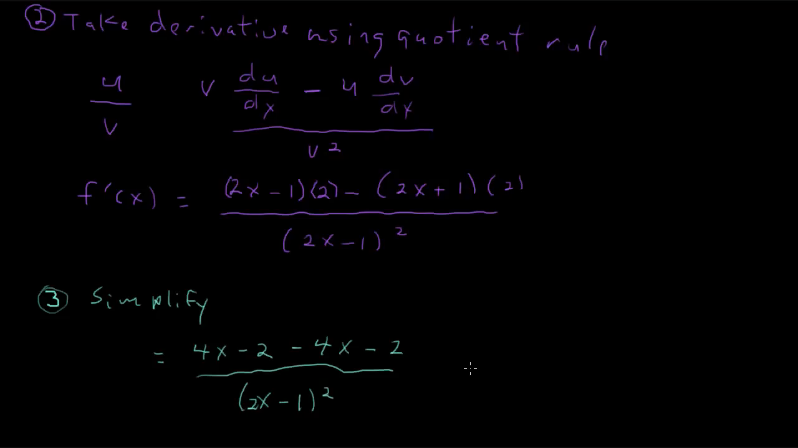And what does this simplify down to? Well, we see we have 4x, and then there's a subtract 4x, so they cancel out. And we have a minus 2, and then subtract 2, that's minus 4 over our denominator, which is 2x minus 1 squared. And we've come up with the answer to this quotient rule problem.